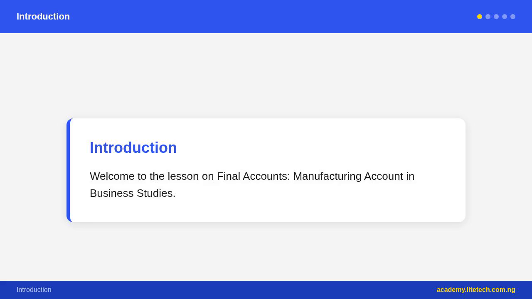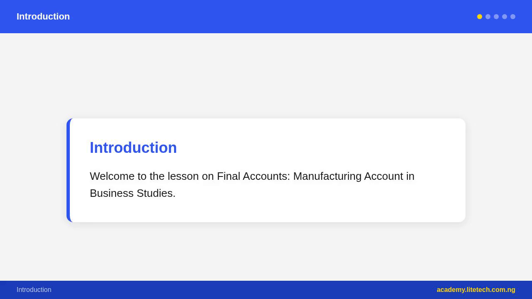What is a manufacturing account? A manufacturing account is a financial statement prepared by businesses that manufacture, produce their own goods. It shows the cost of goods manufactured, produced, during a period. It is the first of the final accounts. Its result feeds into the trading account.